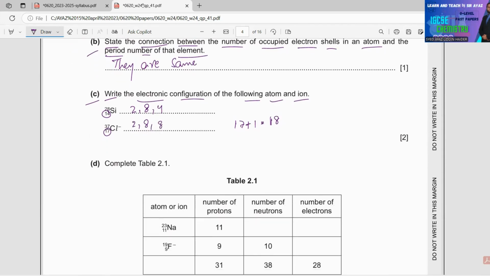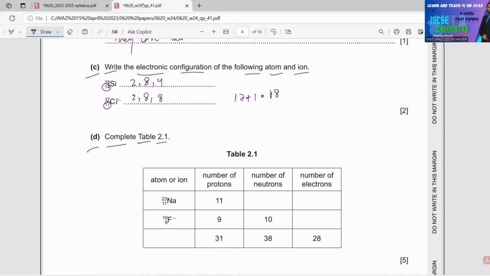Part D, complete table 2.1. Here's table 2.1. We have atom or ion. In the first one, we have Na. Proton number and nucleon number are given. Number of protons is filled. What about the number of neutrons? In order to get the number of neutrons, you have to subtract the number of protons from the nucleon number. So 23 minus 11.